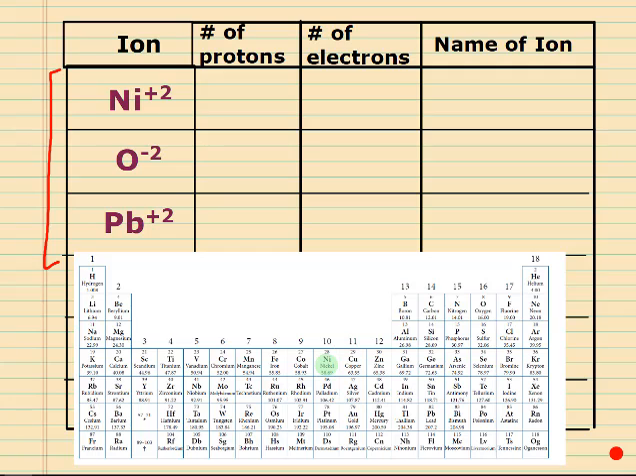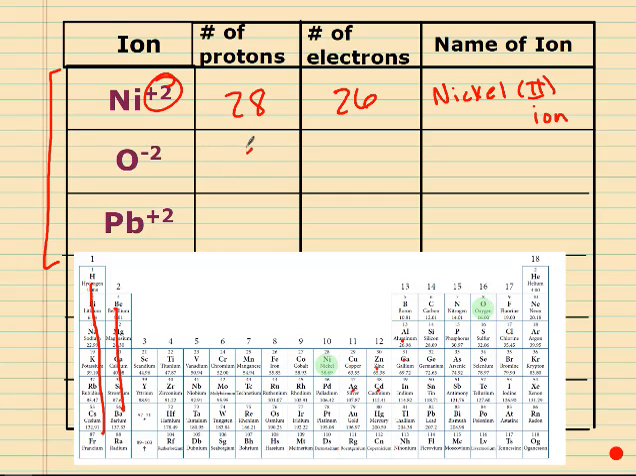So here was nickel. So it has 28 protons. A plus 2 charge means it lost 2, so you had 26 electrons. It's not in group 1A, 2A, silver, zinc, cadmium, aluminum, or gallium. It's not one of those, so we needed Roman numerals. So nickel 2 ion. Oxygen is over here. It has 8 protons. It has a negative 2, so it gained 2 electrons. And since it's negative, we're going to change the ending to IDE. So oxide ion.